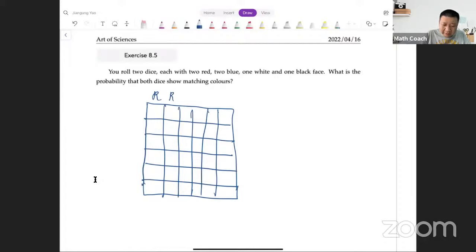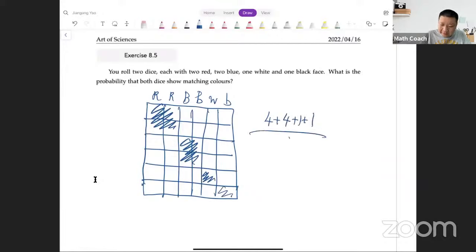We have red, blue, and white, black, and the blue, whatever. And then for the same color, then it means what? It means we have to color this, that's 4, color this, that's 4, color this, 1, 1. So it's 4 plus 1 plus 4 plus 1 plus 1 divided by 6 squared, and it's 10 over 36. Oh, it's 5 over 18. So that is the correct answer. Finished.